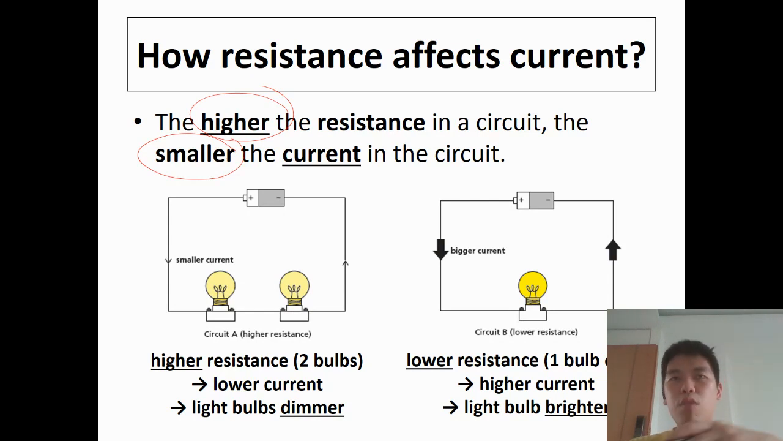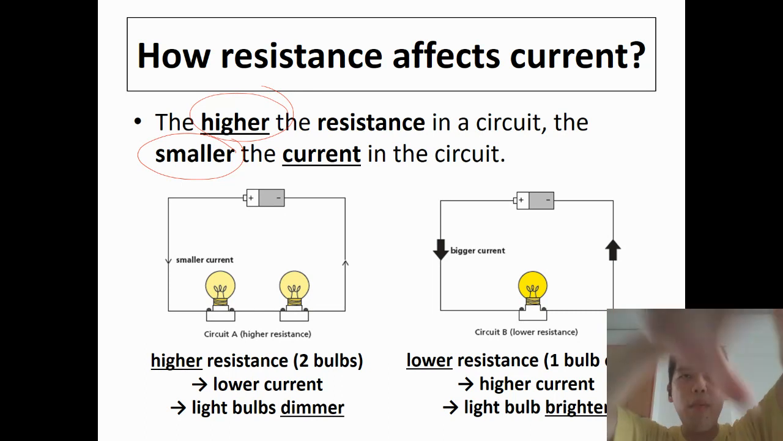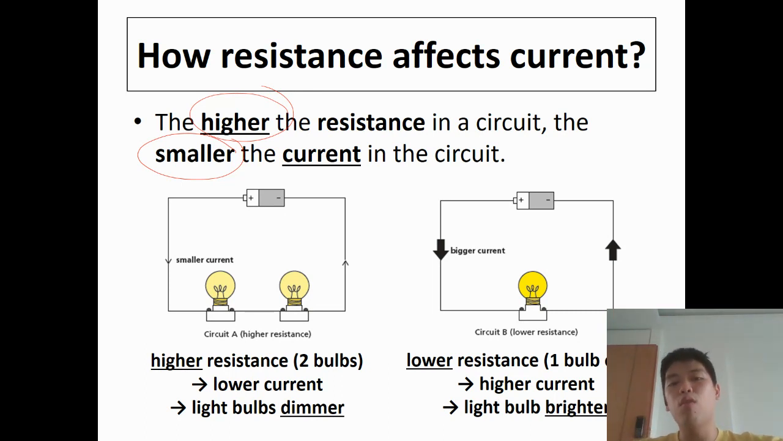So imagine you have a river. There are a lot of stones, so many stones that they block up the river. Do you think your water, which is the current, can flow through? No. So the more stones there are, the higher the resistance. The less water can go through, the lesser the current.